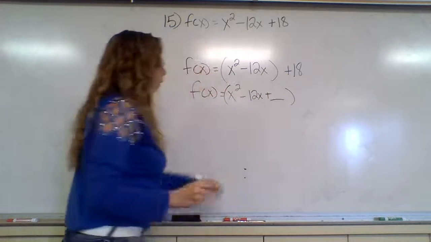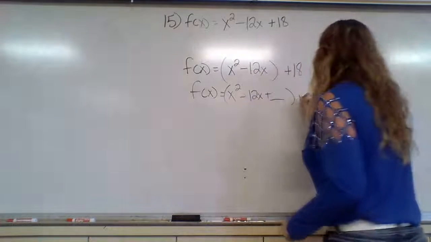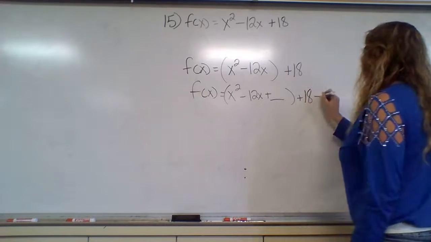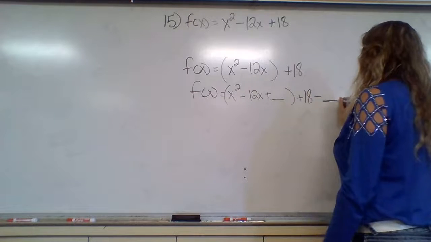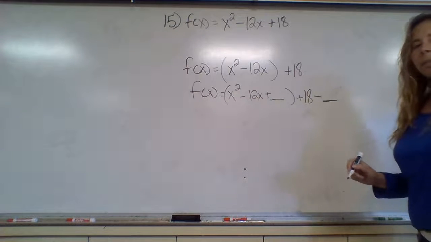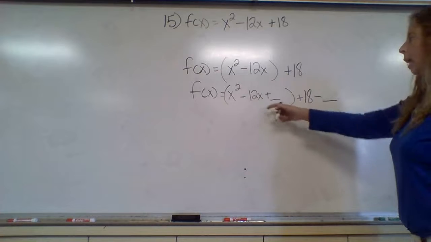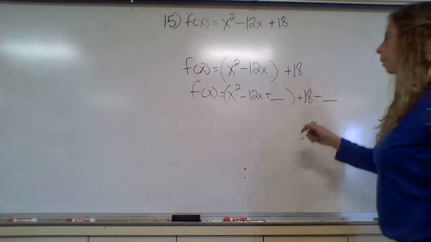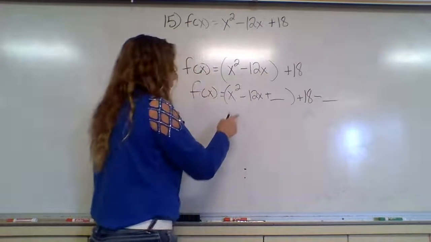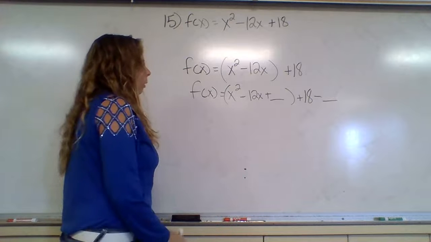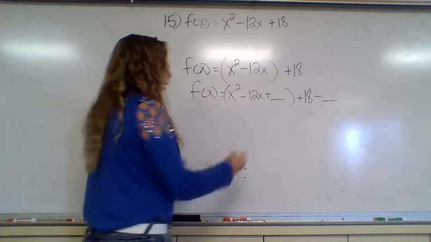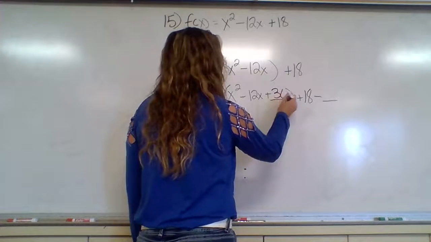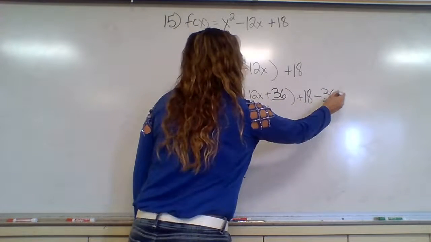And whatever you add on to here, you must subtract because we're working on one side of the equation. Okay, we're working on one side of the equation, so you have to subtract it out. So complete the square. You do half of negative 12, which is negative 6, squared, 36.